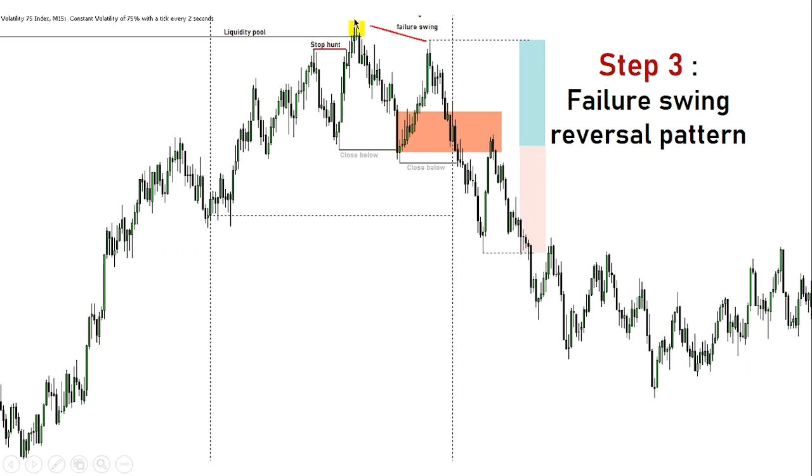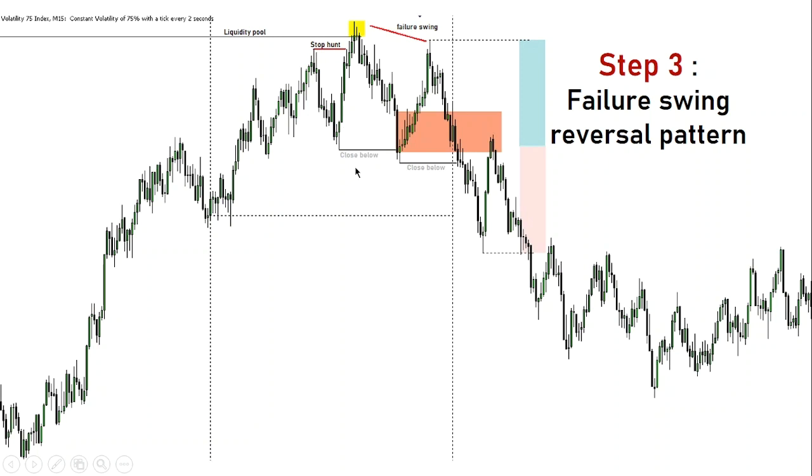By failing to take out this high, price is indicating to us that it is unable to go any further up. It's been going up, but now it's unwilling to continue going higher. This is why it's best that you see both reversal patterns in the same place. And of course, they generally form like this, in sequence. The failure swing, just like the stop hunt, is confirmed only after it closes below the low that creates that failure swing, and generally after the stop hunt.